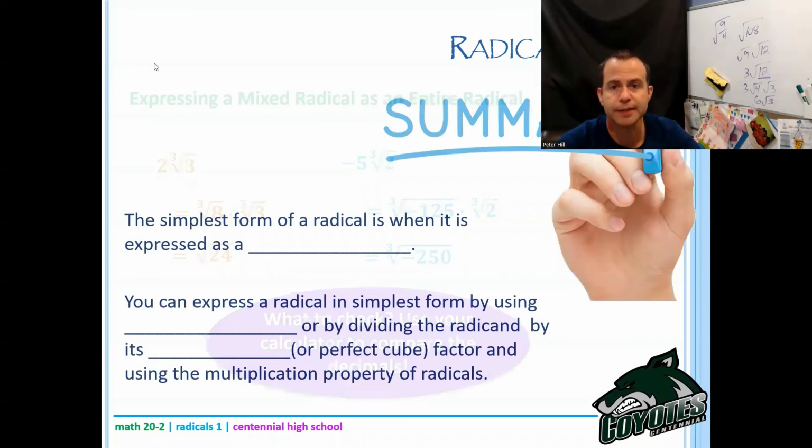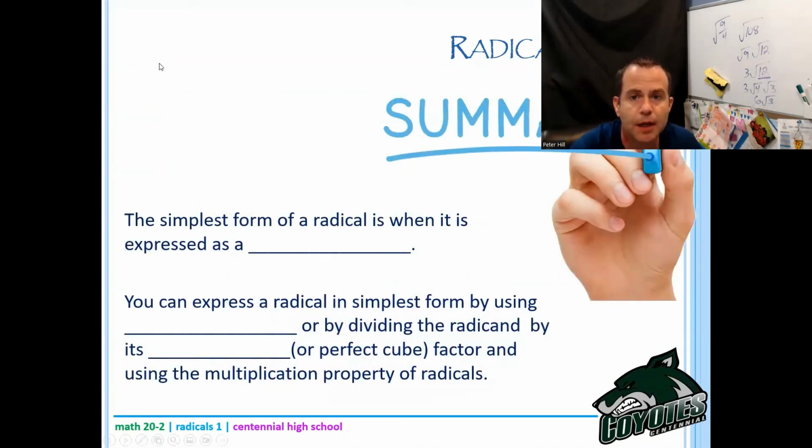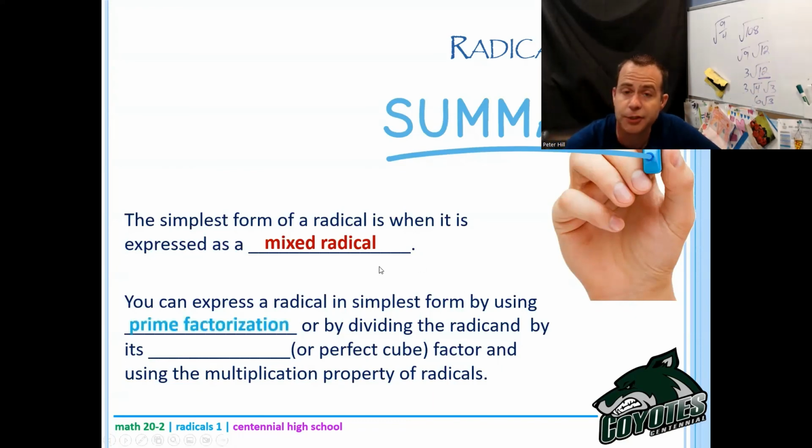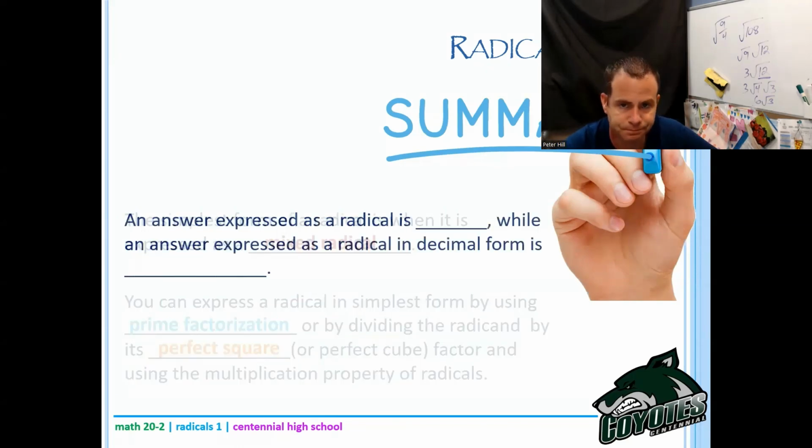Awesome. Okay, so let's summarize what we've talked about today. The simplest form of a radical is when it is expressed as a mixed radical. So that means we want the smallest radicand possible. So this is better than this, okay? You can express a radical in simplest form by using prime factorization. That was the first piece that I talked about, or by dividing the radicand by its perfect square or perfect cube factors and using the multiplication property. That was the second item I talked about, okay?